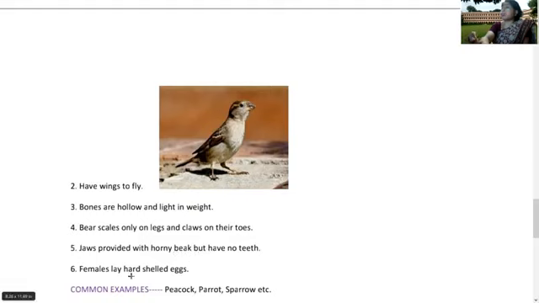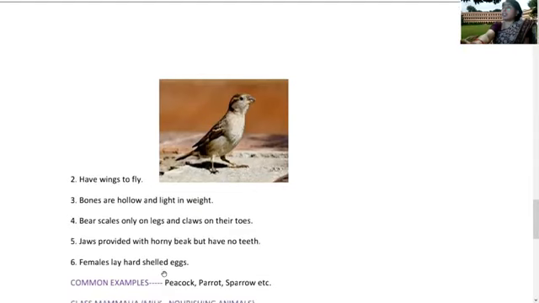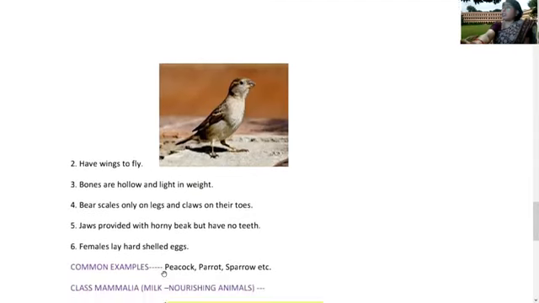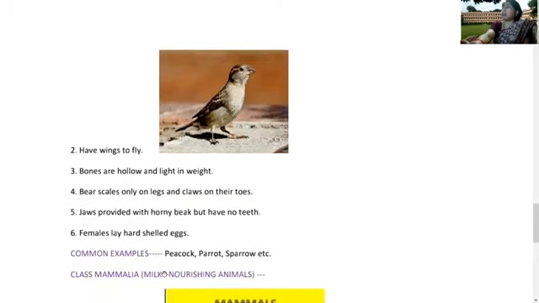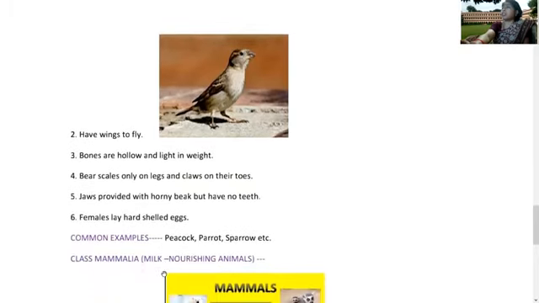They also lay eggs, but the eggs are hard-shelled, whereas in reptilia you say soft-shelled. They lay hard-shelled eggs. We will see normally all types of birds, peacock, parrot, sparrow, like all the birds found in our surroundings.